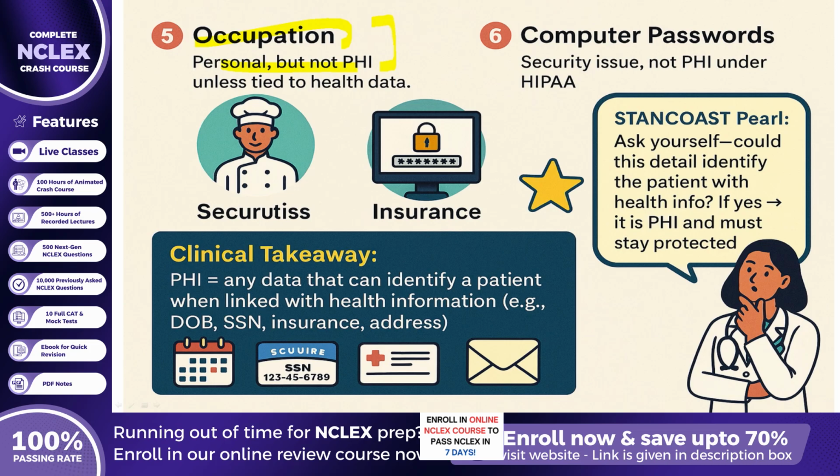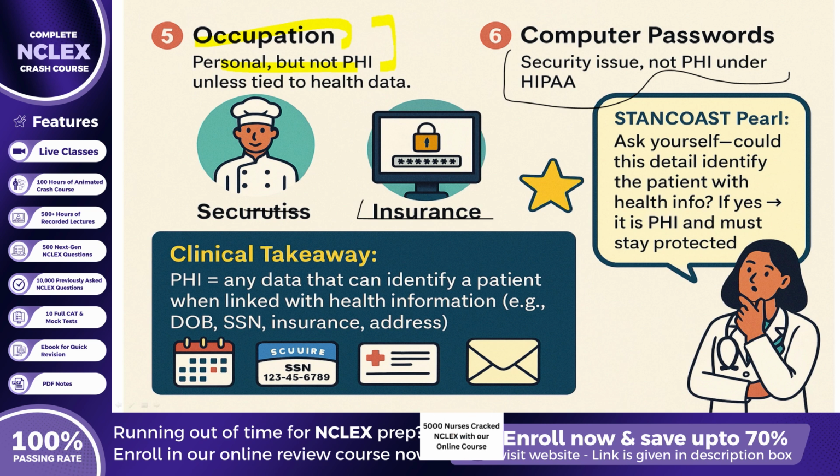Finally, option 6, the client's computer passwords, is also incorrect. Although passwords are crucial for cybersecurity and access to electronic records, they are not defined as PHI under HIPAA. Instead, they fall under organizational IT security policies rather than federal patient privacy laws.